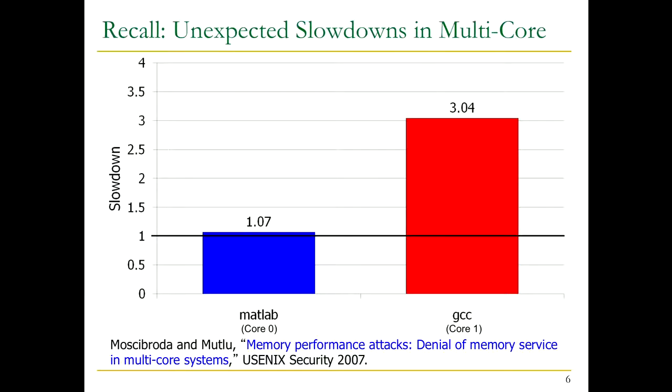Remember, I gave you the example. This takes 100 seconds to run on a single processor, whereas when you run it on two processors, but together with GCC, it takes about 107 seconds. So slowdown of 1.07, that's how we calculate it. On the other hand, GCC, which is a compiler, is commonly used. MATLAB is also commonly used for many, many things in the world, not only mathematics.